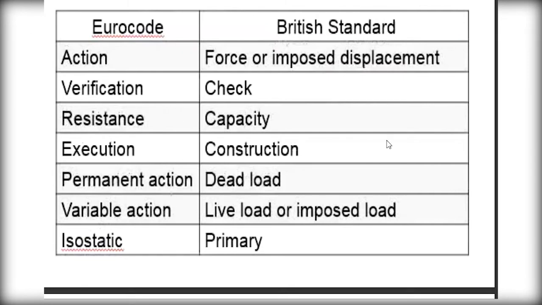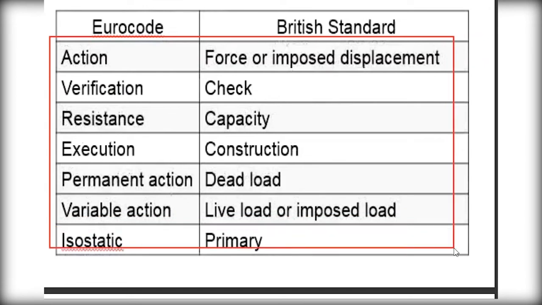Also, the live load in BS, or imposed load, in Eurocode is used as a variable action, and isostatic here is called the primary load. So these are general terminology which we use several times in our design, and it is compared depending on the BS standard or the Euro standard. So the code of practice will vary or will have its own name or terminology, but the meaning is the same.